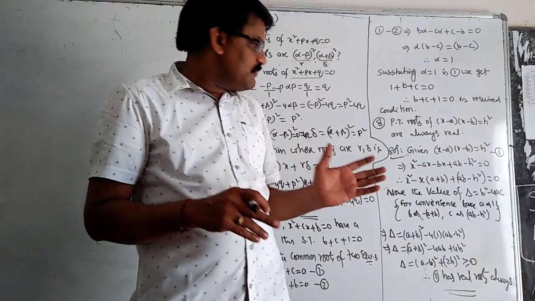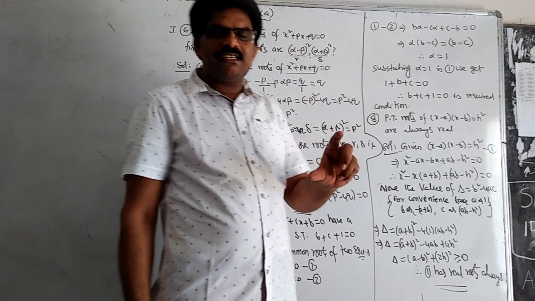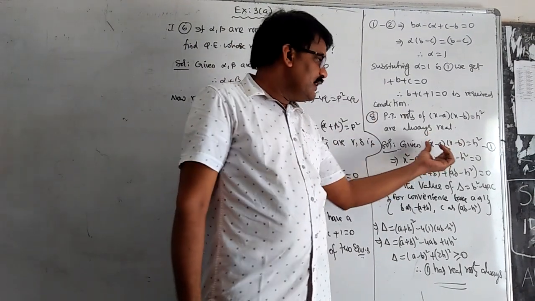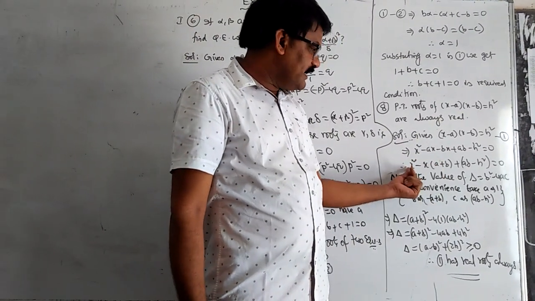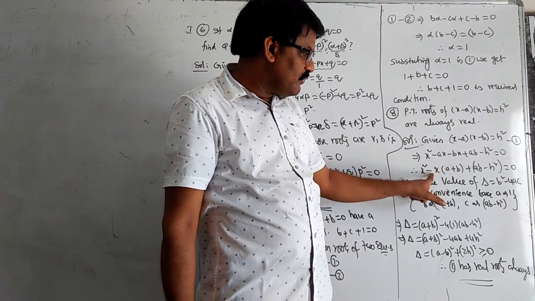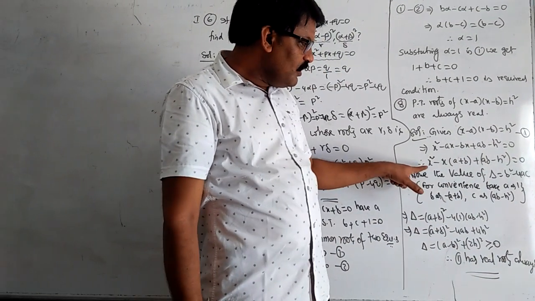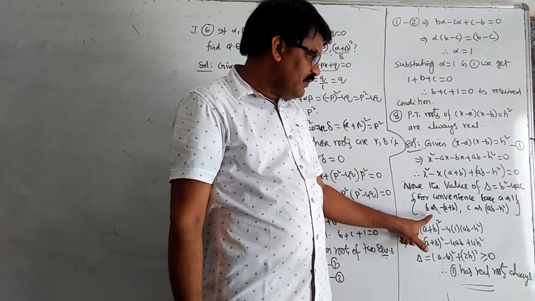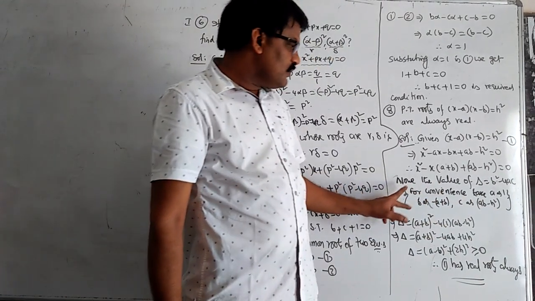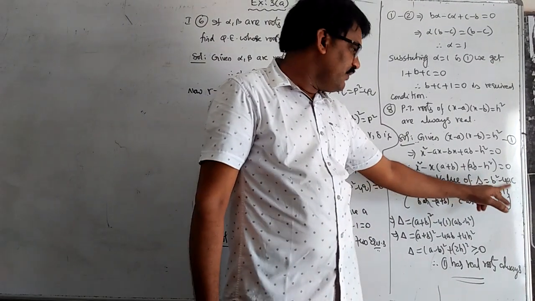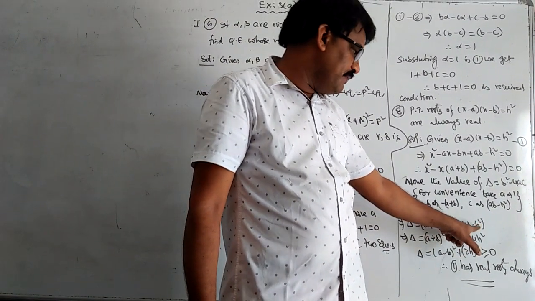The given problem is (x minus a) into (x minus b) is equal to x square. So let us convert this into the standard quadratic form, that is ax square plus bx plus c form. Here a is equal to 1, b is equal to minus of (a plus b), c is equal to ab minus x square. So now the value of delta, that is b square minus 4ac, becomes (a plus b) whole square minus 4 into 1 into (ab minus x square).